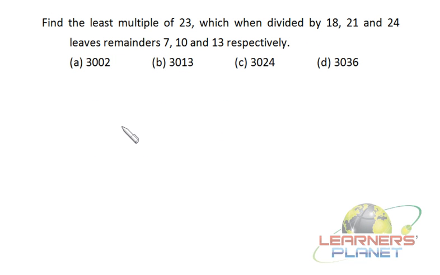Now let's see this problem. Find the least multiple of 23 which when divided by 18, 21 and 24 leaves remainders 7, 10 and 13 respectively. Friends, as in the previous problem, here also we observe that the difference between any divisor and the corresponding remainder is the same. And here in this case it is 11. That means 18 minus 7 is 11, 21 minus 10 is 11, and 24 minus 13 is 11.